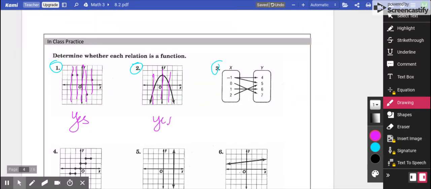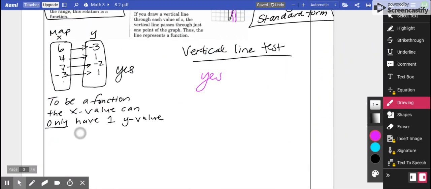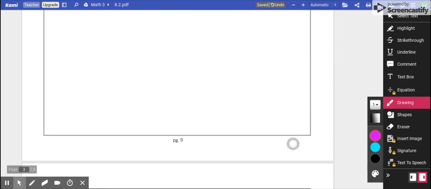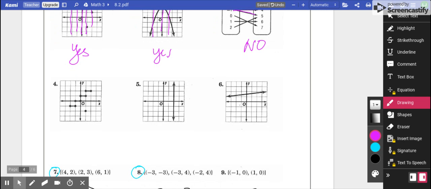So let's look at this one here. We can't tell if it's a function because there's not a graph, but we're going to use this method here, which says that for every x value, there can only be one y value. So let's look here. When x is -1, it is both 4 and 5. So it's not a function. We cannot have more than one y value for each x.